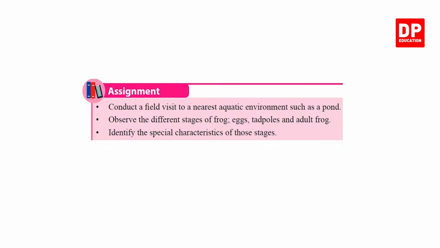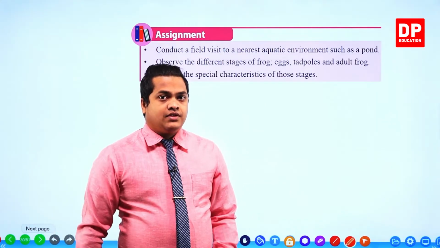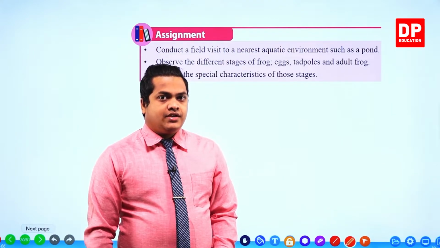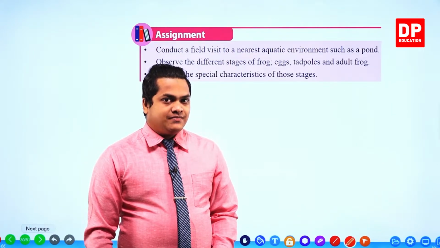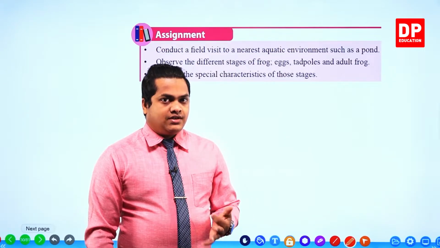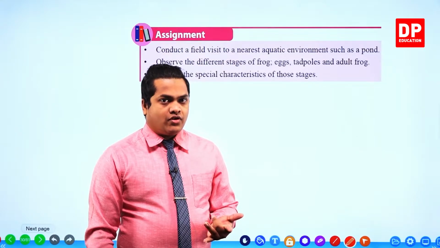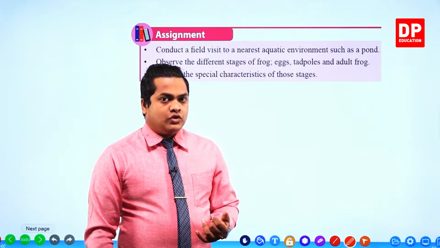Then identify special characteristics of those stages. So you have to identify special characteristics of the stages, right? There are three stages: eggs, tadpole and the frog. Okay, eggs, tadpole and the frog.